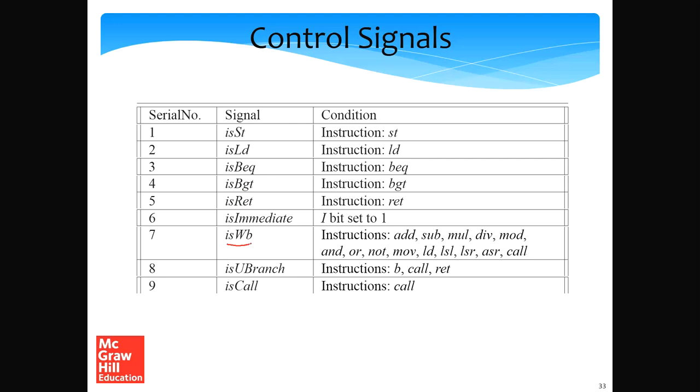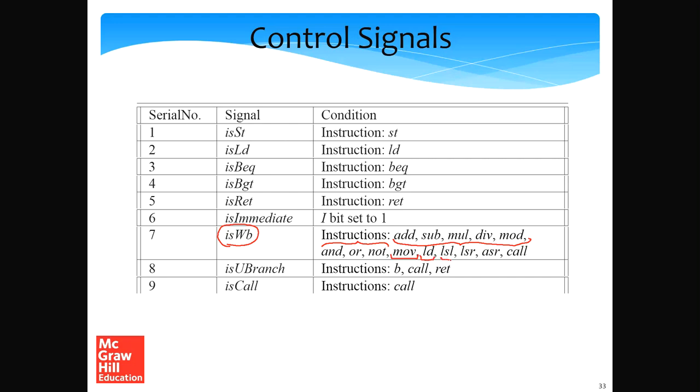The difficult one is write back. So is write back is set for those instructions which write to a register. First, the instructions that write to a register are arithmetic instructions: add, subtract, multiply, divide, and modulo. Then they are logical instructions: and, or, and not. We then have the move instruction, which moves an immediate or a register to another register. Out of the two memory instructions, load and store, only one of them writes to a register. That's the load instruction. Store does not write to a register.